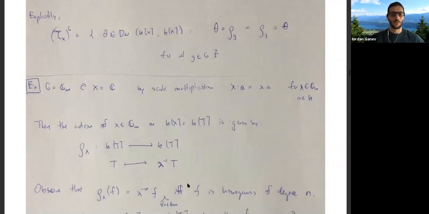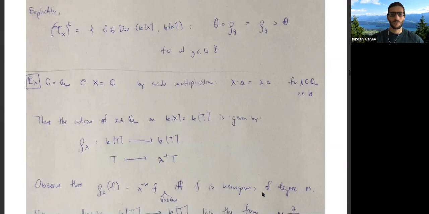We can note here that that's what happens to t. What happens to t squared? Well, we get a lambda to the -2 times t squared. And in general, if we have f that's a polynomial homogeneous in t of degree n, then in this case that means it's just a scalar multiple of t to the n.